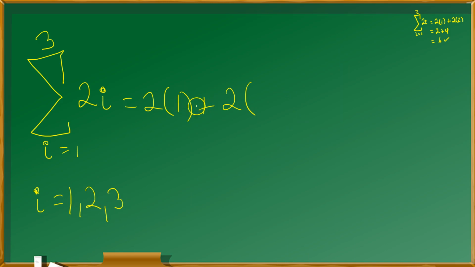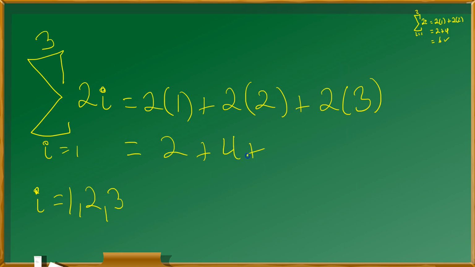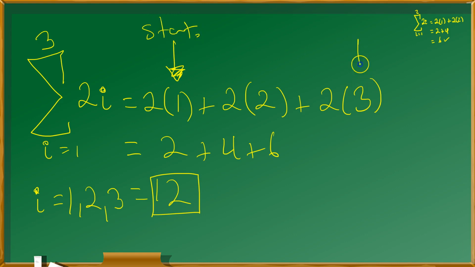So back here I will have 2 times 1 plus 2 times 2 plus 2 times 3. And when you work this out, this is 2 plus 4 plus 6. So you work that out. That's going to give you here 12. And that is the sum. Again, this value right here, this is the starting value. And that there is the end value. Let's do one more of these.